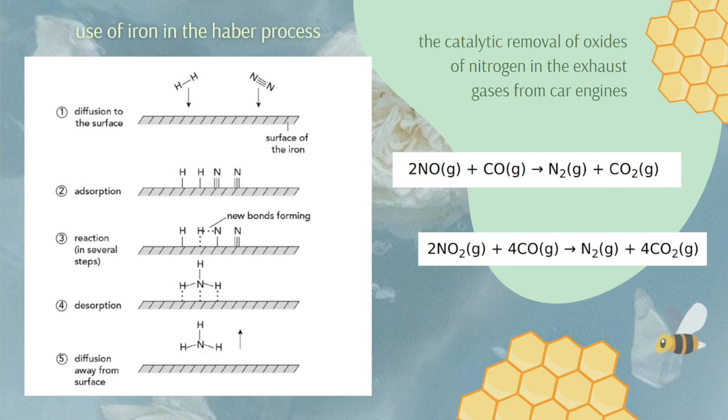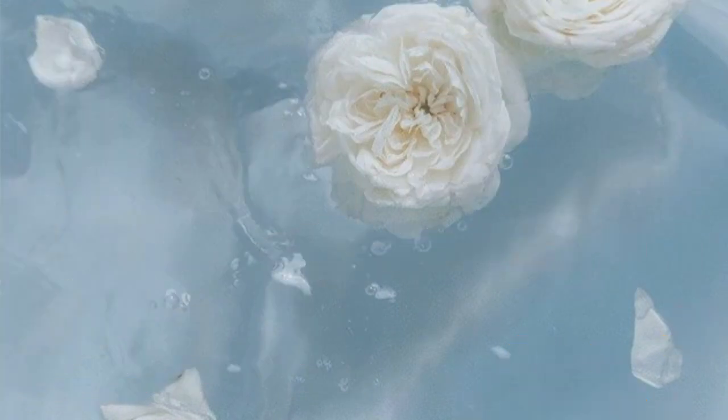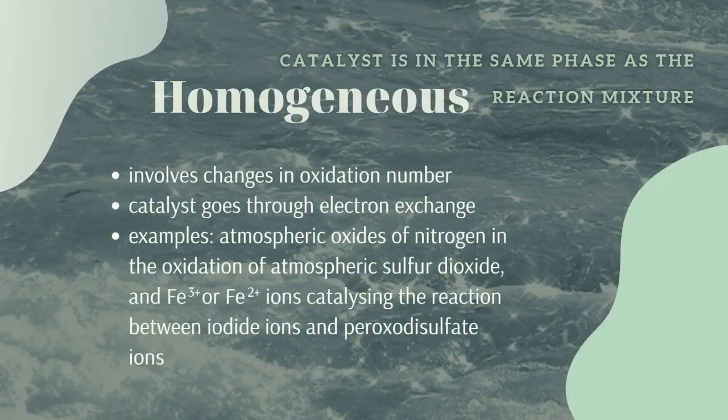Henceforth, nitrogen and carbon dioxide are produced, and they proceed to undergo desorption, which allows them to leave the surface of the catalyst. The two equations for the overall reaction for this process are shown on the screen, where the first reaction involves nitrogen monoxide, and the second involves nitrogen dioxide instead. Next, let's move on to homogeneous catalysts. These catalysts are in the same phase as the reaction mixture.